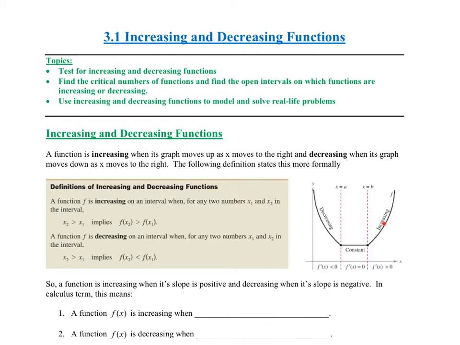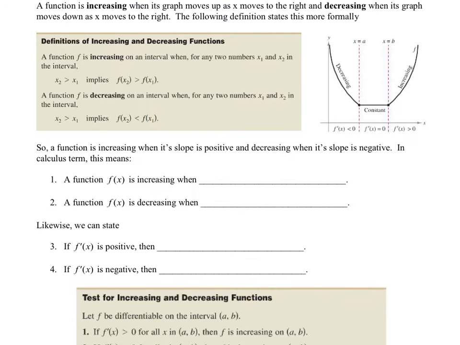So when we said a function is increasing when its slope is positive, what we're really saying is a function is increasing when f prime of x is positive. And a function is decreasing when the derivative f prime of x is less than 0, or negative. Likewise, we could go the other direction. If the derivative is positive, that means the function is increasing. And if the derivative is negative, that means the function is decreasing.